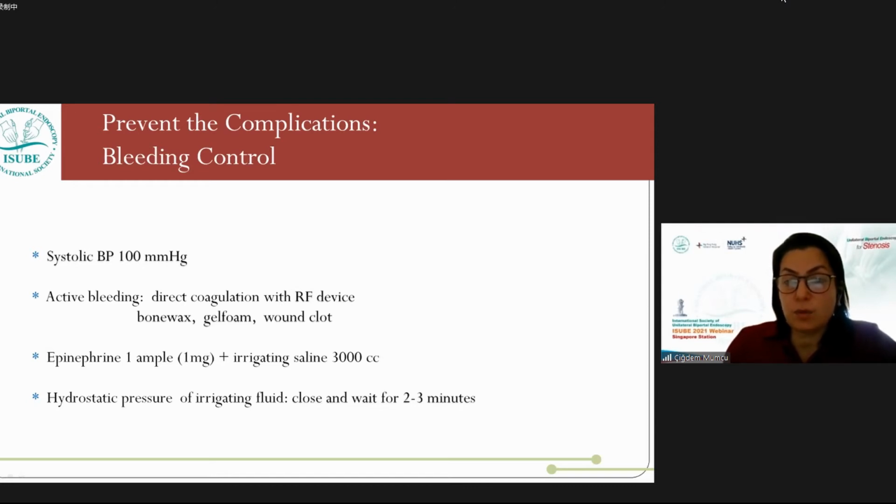If you don't know where the focus of bleeding is, close the irrigation and wait for just 2 or 3 minutes. Clotting will happen spontaneously. Then you can restart.